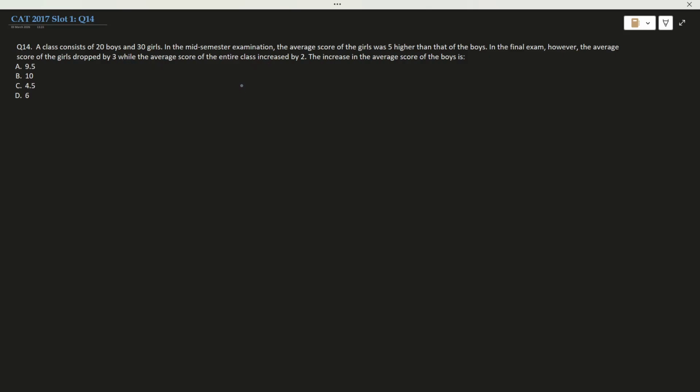Alright. So, number of girls is equal to 30. Number of boys is equal to 20. Average score of girls is 5 higher than the boys. So x plus 5 if I take the average of girls, so the average of boys will be x.